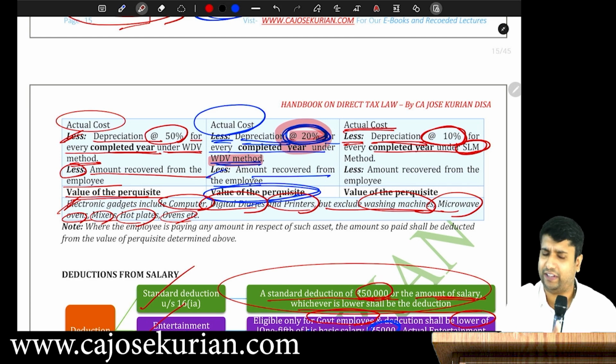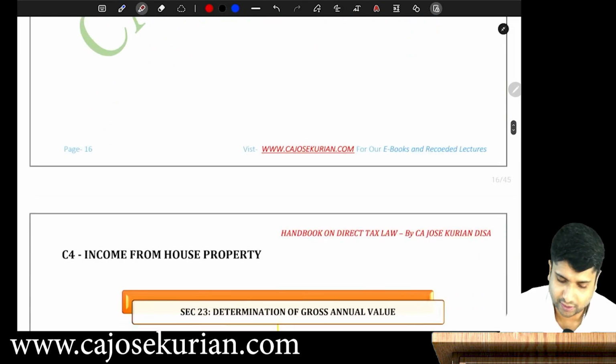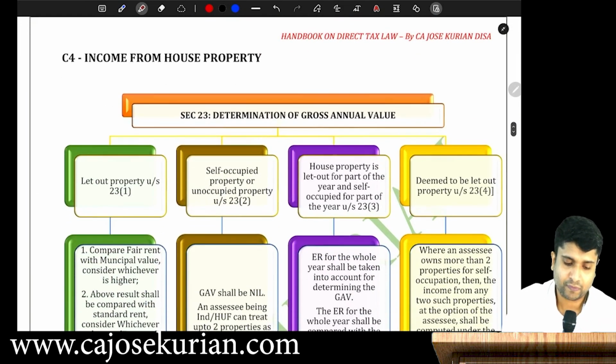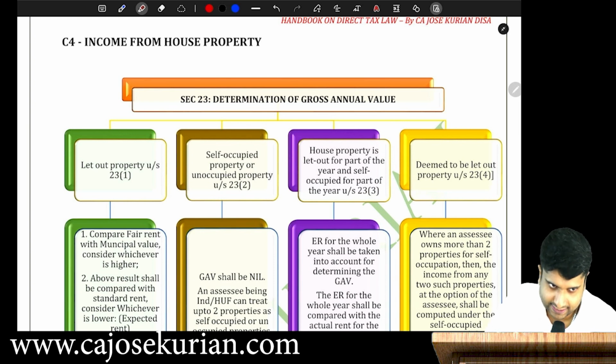89 relief, they have never asked in a question, okay? So I have no plans to cover 89 relief as a part of this revision. We have to complete everything, right? So I haven't picked 89 relief. So income from house property, that's what we are about to discuss right now.